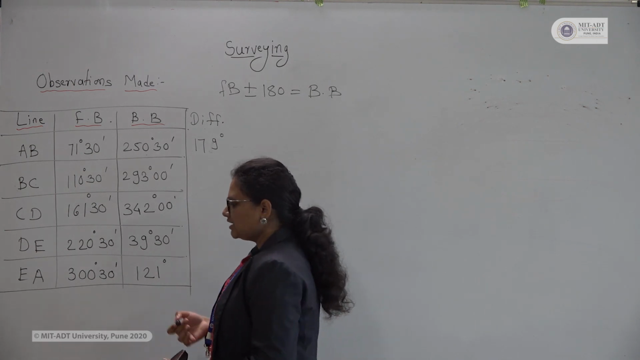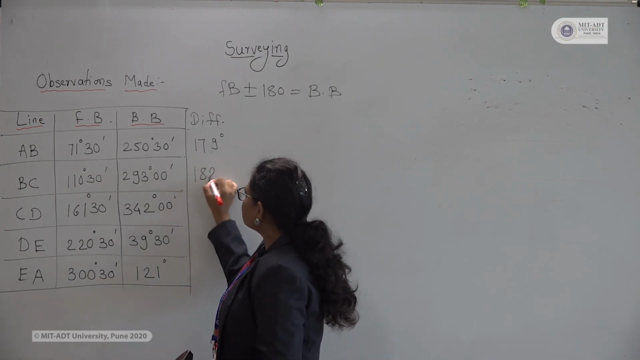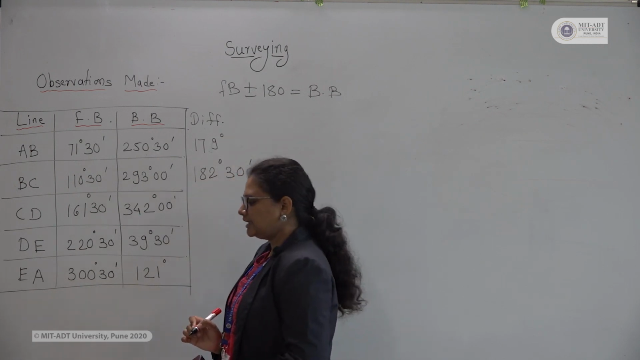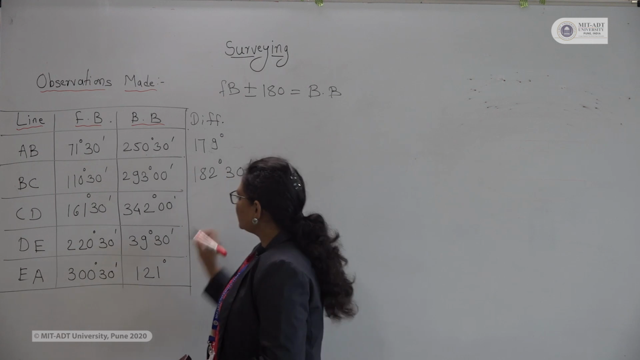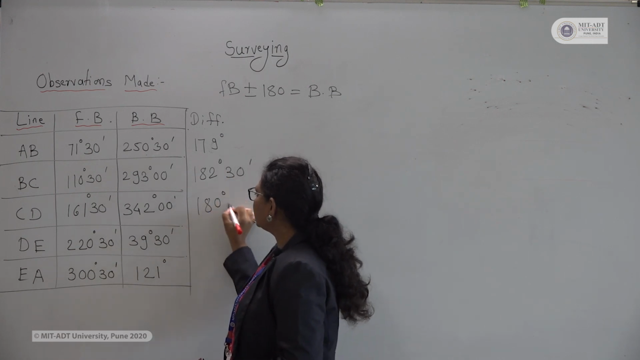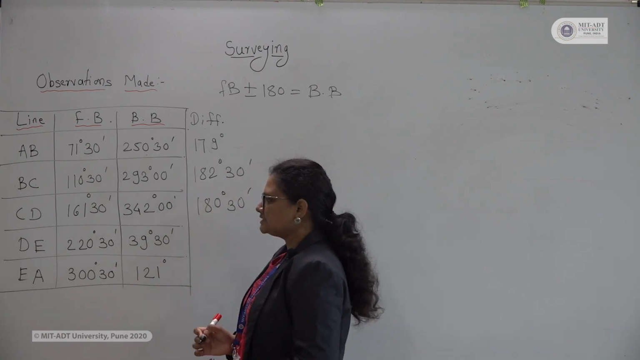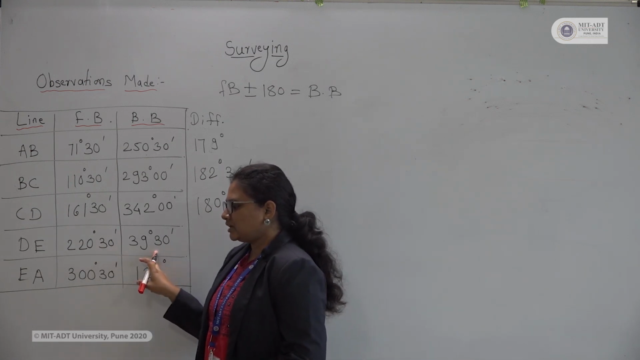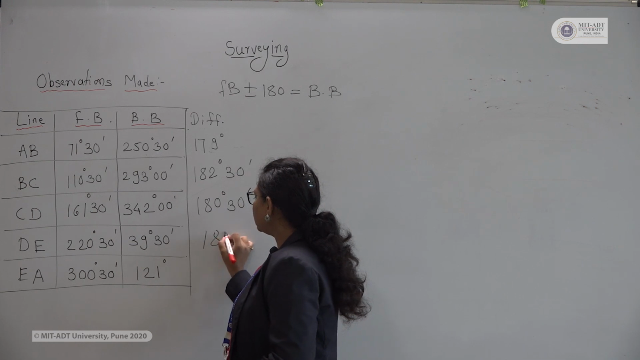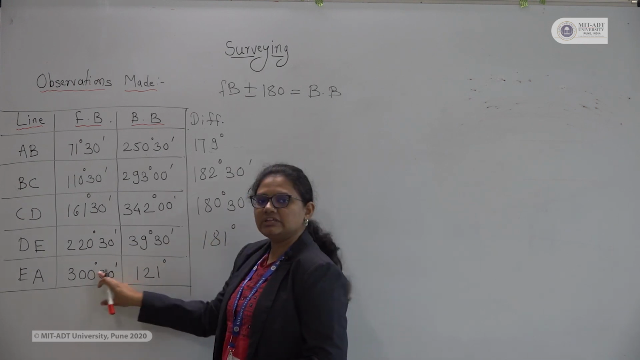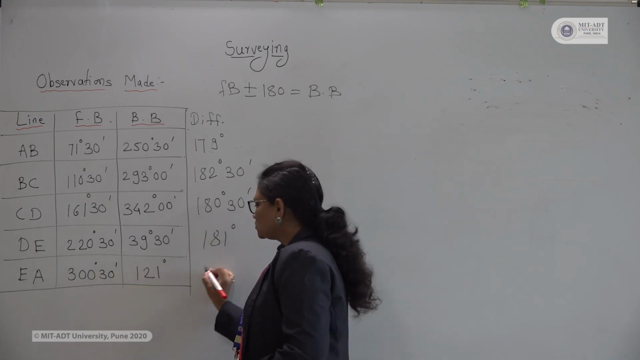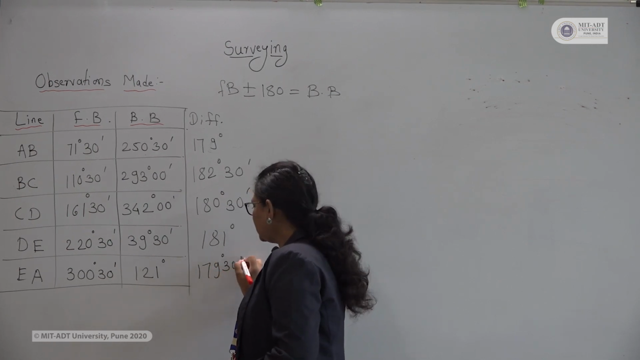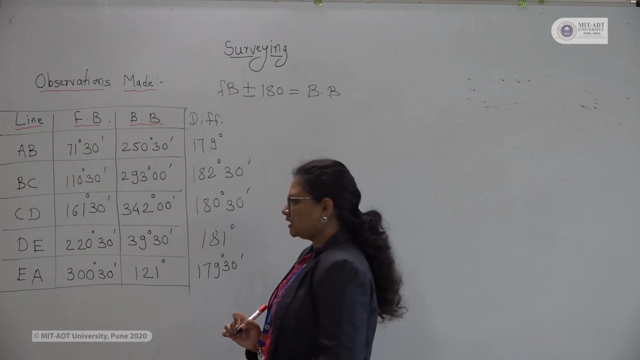For the second line we get the difference as 182 degrees 30 minutes. For the third line, if you subtract, you get a difference of 180 degrees 30 minutes. For the fourth line, if you subtract these two values, you get a difference of 181 degrees, and for the last line you get a difference of 179 degrees 30 minutes. So, you have to take care of these things.